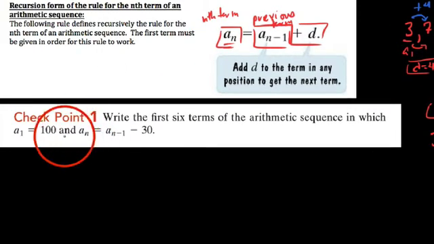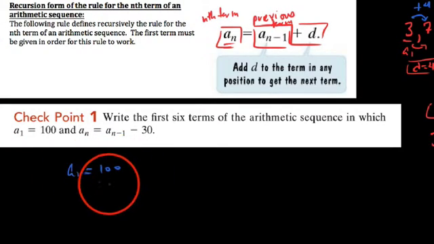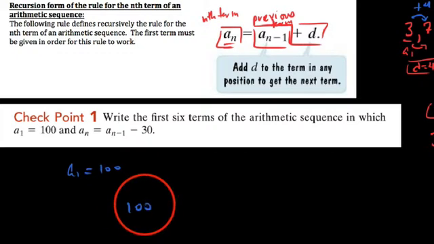So let's just do this. I want to know that if I'm given a recursion form of a rule, I could actually go write some terms in that. That's a good place to start. So let's look at this. It says write the first 6 terms of the arithmetic sequence in which A1 is 100. So we are told our first term here. We say A1 is equal to 100. And so I'll write that down also, 100, comma.